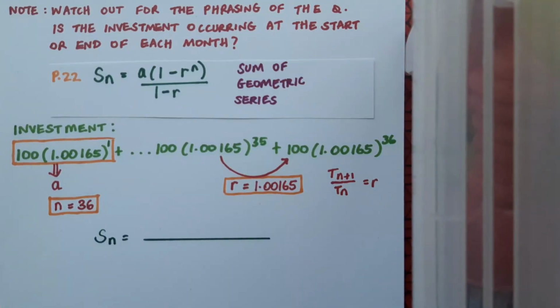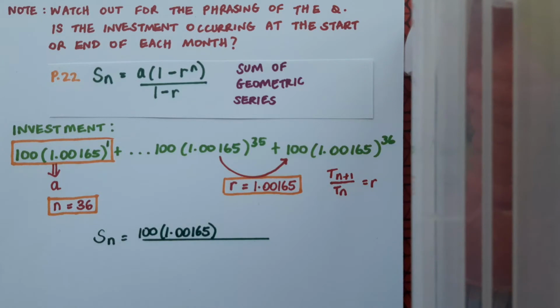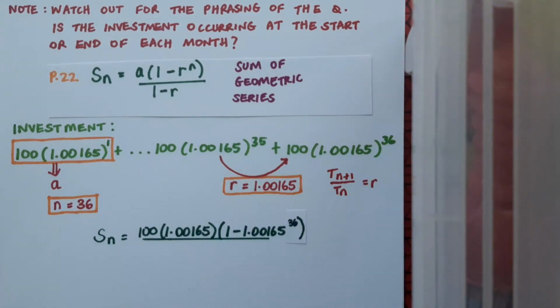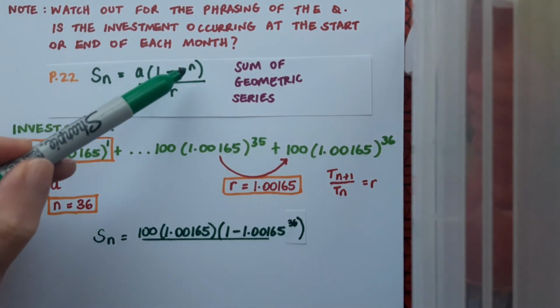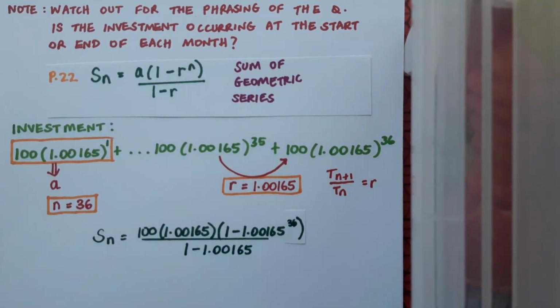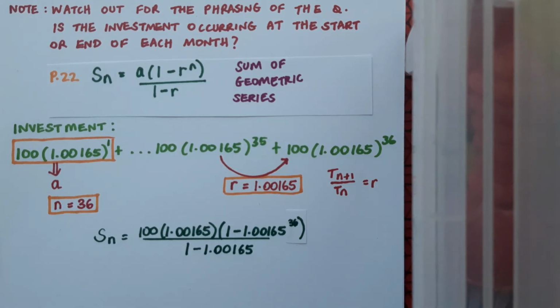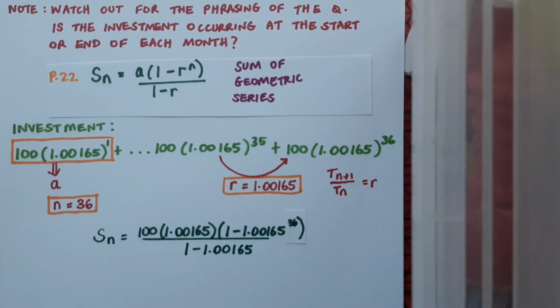Okay, so filling in the top first, I'm first of all filling in my a value. Then I've got my 1 minus r, and just watch out, that power of 36 needs to be inside the bracket. You can see that it's inside the bracket here in the formula. And then in the bottom, just 1 minus r. And just take care that when you're typing this into the calculator, you type it in exactly as it looks here on the page. Any variation and you risk the question's solution not coming out correctly.